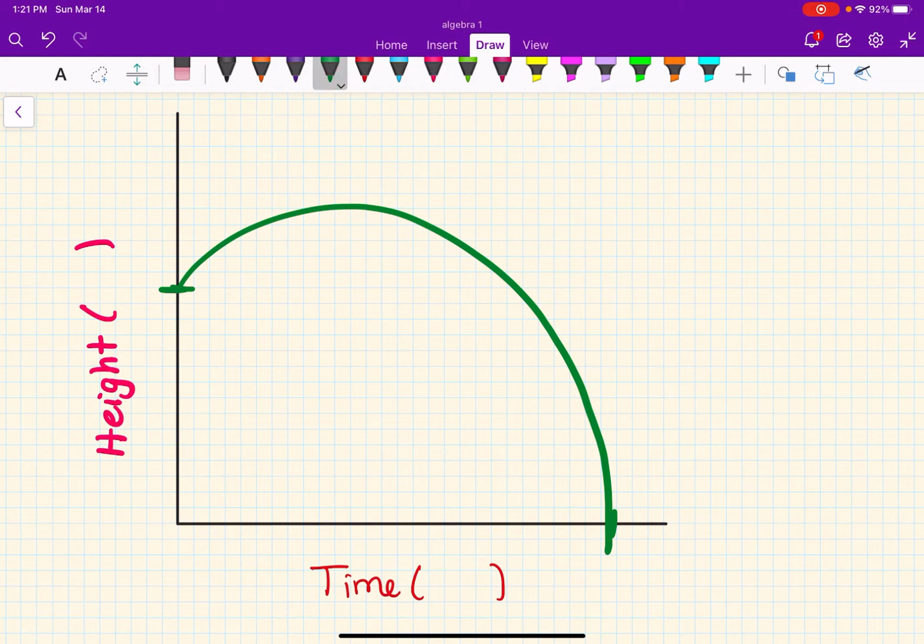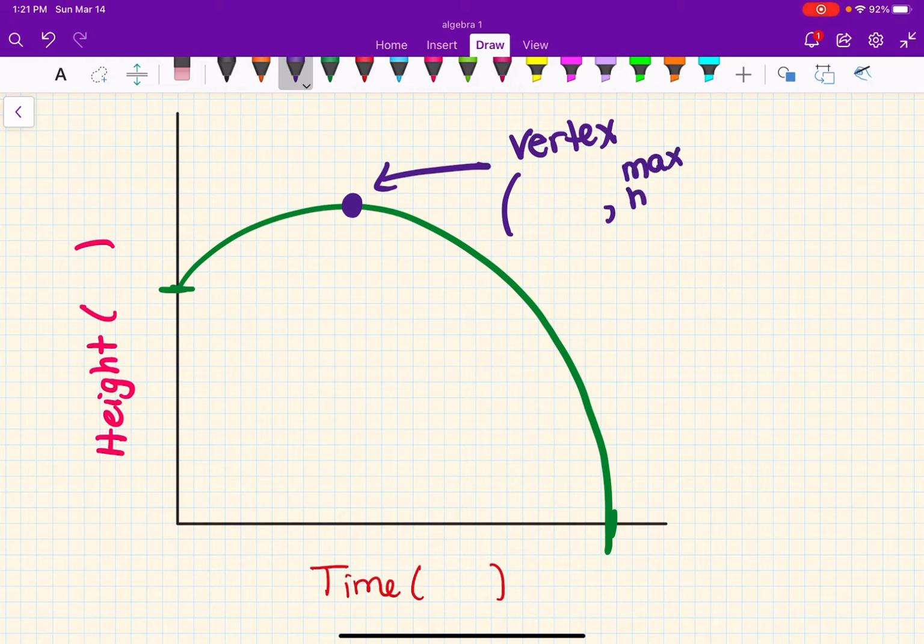Okay? Now, let's talk about the different parts of our parabola. The vertex. In real life, the vertex is going to tell us the maximum height. Well, that's still our y-axis. So our maximum height, and it's going to tell us the time of our maximum height. Okay? So if I'm talking about the vertex, I'm saying how high did it get and when did it get that high? And you got to think about which is the x and which is the y.